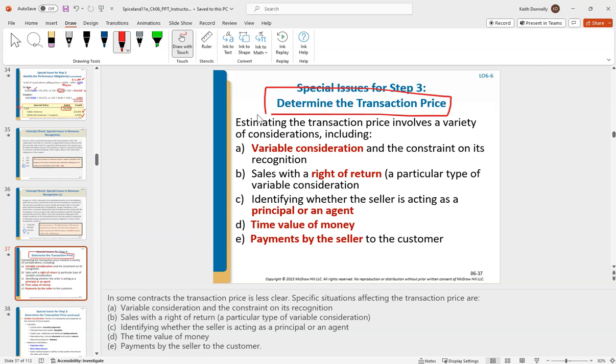Most of the time it's going to be obvious. Hey, we will sell you this for $100. We will sell it to you for $1,000. There are things we have to be aware of in this: variable consideration, if they have the right to return it, if there's a principal or agent, the time value of money, and any payments by the seller to the customer.